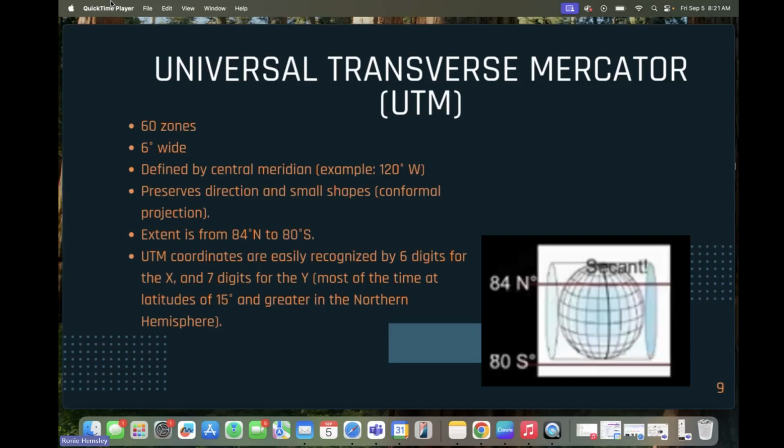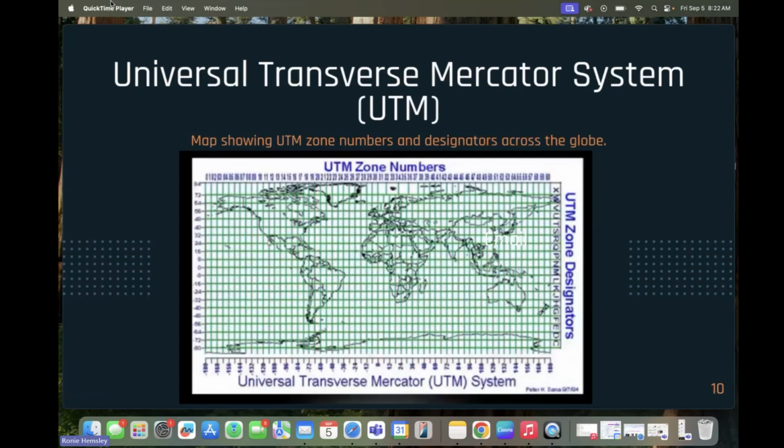In practice, UTM coordinates are easy to recognize. The X value, called easting, is usually a 6-digit number, and the Y value, northing, is usually a 7-digit number, especially in the northern hemisphere at latitudes above 15 degrees. So UTM is a practical application of projections and Cartesian coordinates, giving us a grid-based system that can be used globally for precision mapping.